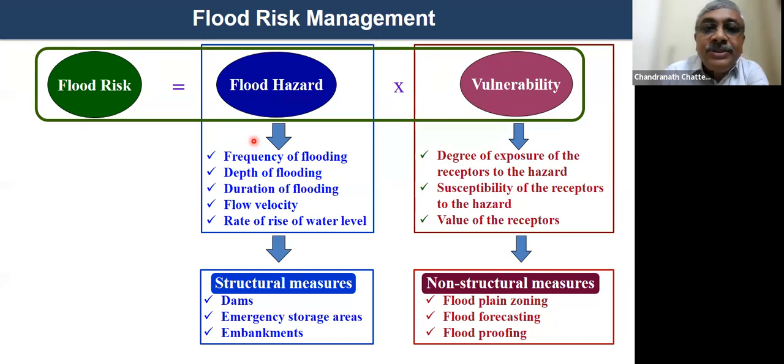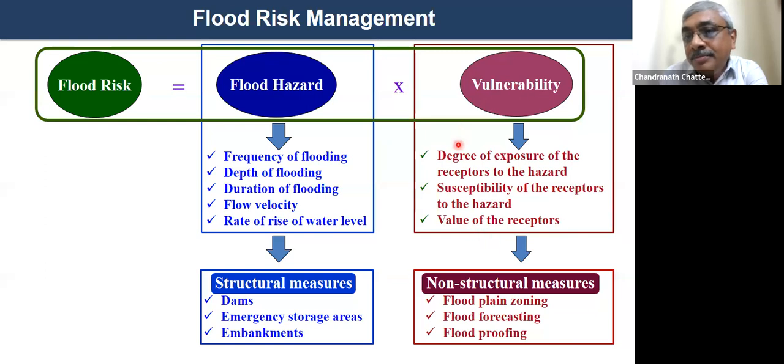Now, if you want to reduce the flood hazard, that means control the floods, stop them from occurring. Then you go for structural measures like dams, emergency storage areas, embankments or levees, and so on. So here you are basically controlling the flood, preventing the floods from occurring.